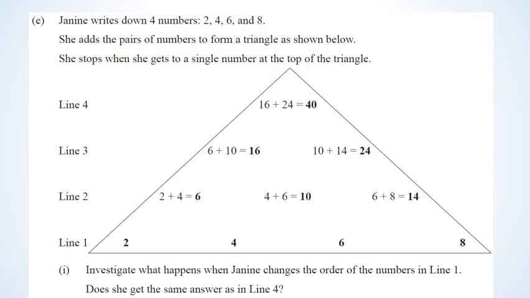Now, this question, and I know it caused a lot of grief for students last year and teachers, but I'm going to finally go through this and actually talk to you guys through what they were actually expecting us to do. So the first thing they say is, in this question, investigate what happens when Janine changes the order of the numbers in line 1. Does she get the same answer as in line 4? Now, 2468, I'm going to change it to maybe 2486. And guys, you could have done this in any different way, any different combination possible.